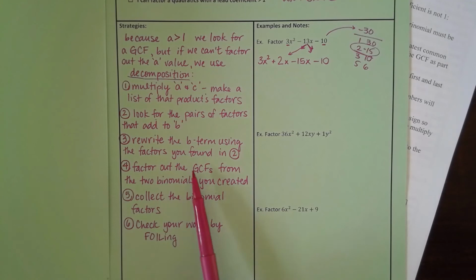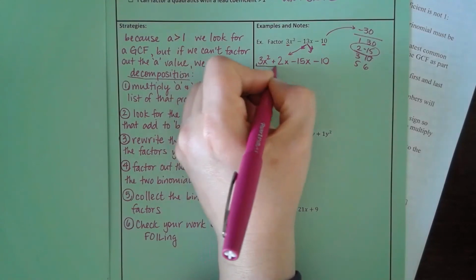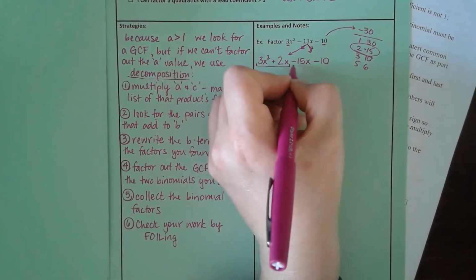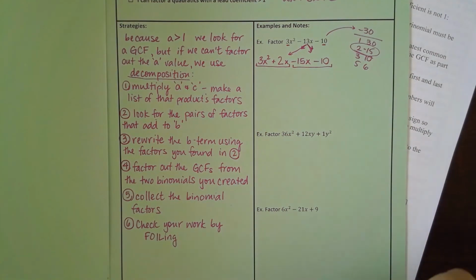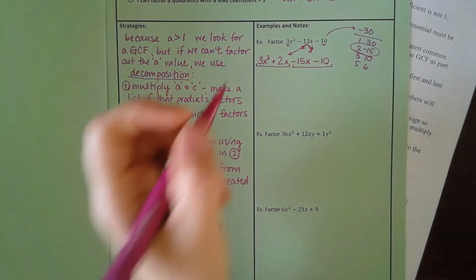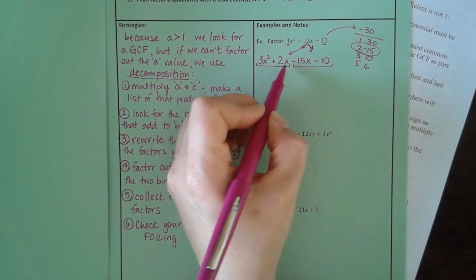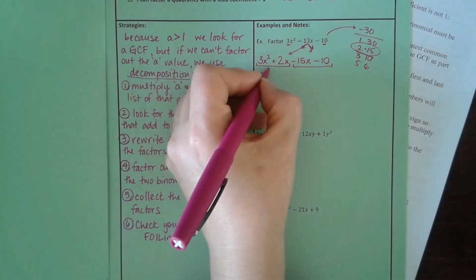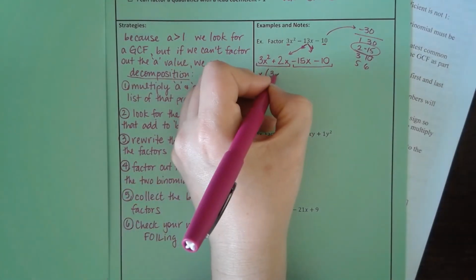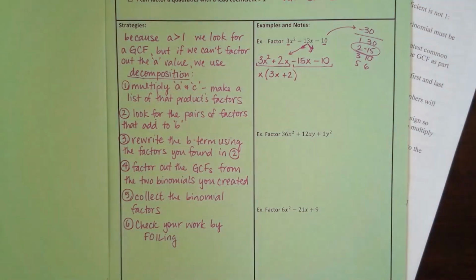Step 4 says factor out the greatest common factors from the 2 binomials you created. Well, here's our 2 binomials. This one and this one. So what we want to do is break them into those 2 chunks and find the greatest common factor of each chunk. So what's the greatest common factor of 3x squared plus 2x? Well, it's x. It's the only thing they have in common. And when we factor it out, we're left with 3x plus 2.